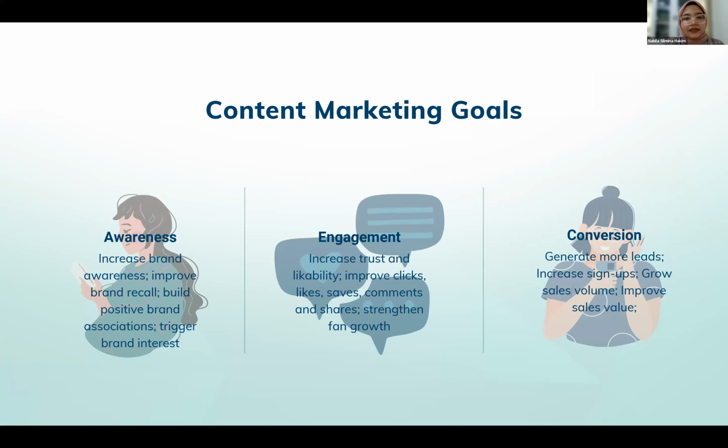For content marketing goals, there are three goals. The first one is awareness, which aims to increase brand awareness, improve brand recall, build positive brand associations, and trigger brand interest. Typically these are concerned with the overall reach of your content marketing campaign, as well as brand awareness, recognition, and public perceptions. The key role here is to edutain, or give a little bit of education to our audiences, so that they start to pay attention to your brand, your product, your company.